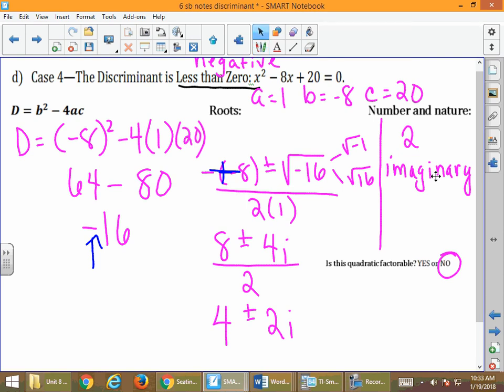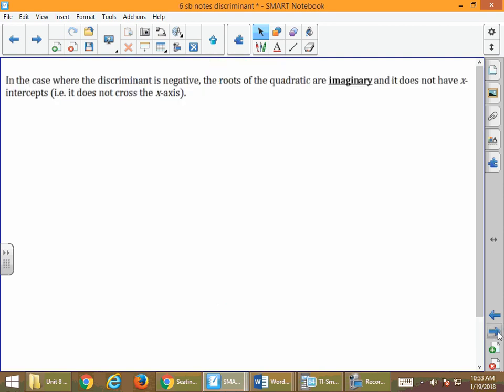The thing is, what happens when we get an imaginary answer? Well, if we flip our paper over, what happens when we get an imaginary answer is that we don't have any x-intercepts. Our graph doesn't cross the x-axis. That's why we get an imaginary.